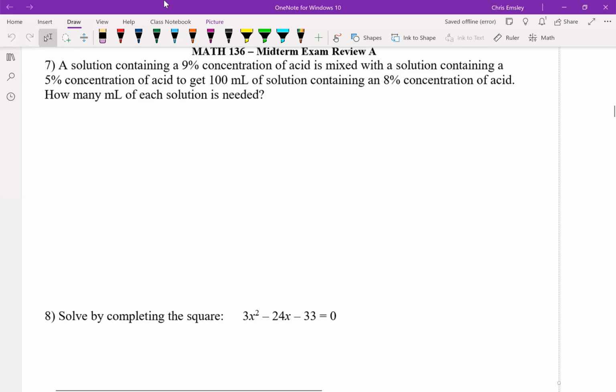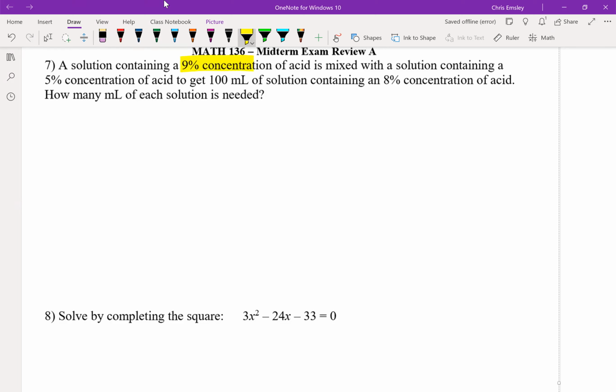Okay, number 7 on the midterm review. This is another mixture problem. It's a different scenario, but works very similar to the last word problem, number 6. This one says, a solution containing a 9% concentration of acid is mixed with a solution containing a 5% concentration of acid to get 100 milliliters of a solution containing an 8% concentration of acid. How many milliliters of each solution is needed?